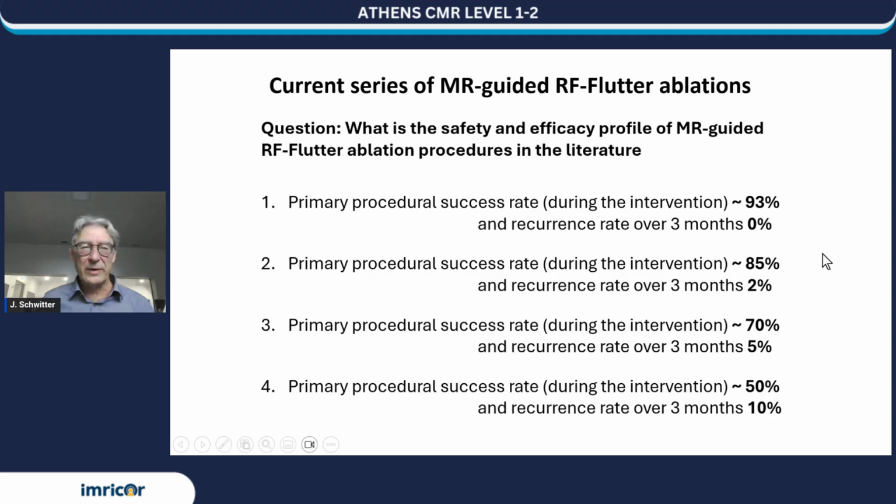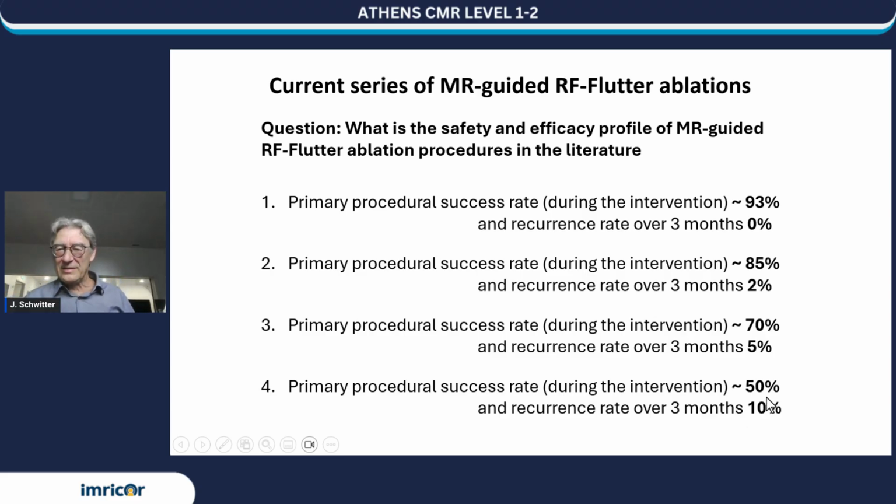And then we have the other question, the primary procedural success rate and the efficacy profile of MR-guided interventions that we do now as the state of the art today. We have 4 possibilities. So the primary success rate during the intervention, is it 93% or higher, and recurrence rate at 3 months in the published literature so far 0%? Or are we at a success rate of maybe 85% and a little bit of relapses? Or are we down to 70% and 5%? Or is the procedural success rate 50% and the recurrence rate 10%?